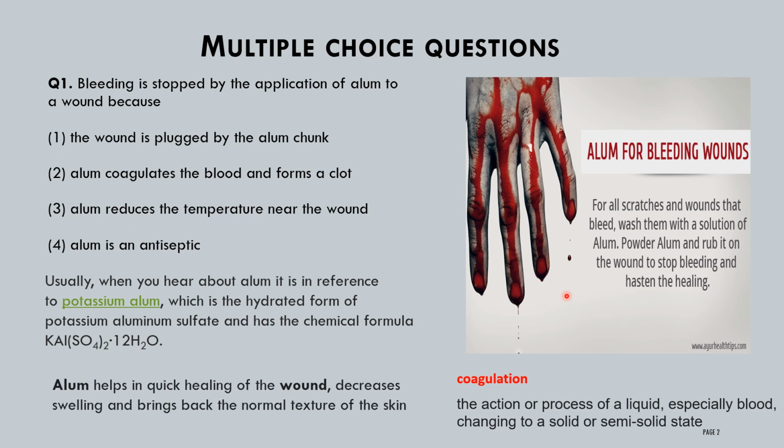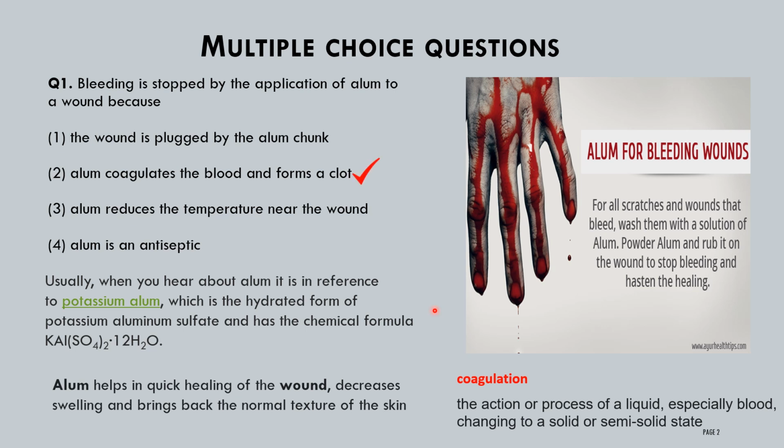This is the main reason why we use alum. One important thing you have to remember: alum helps to coagulate the blood. That point you have to remember. Then alum helps in quick healing of the wound. It decreases the swelling also, and brings back the normal texture of the skin. You will get the original structure of the skin also.